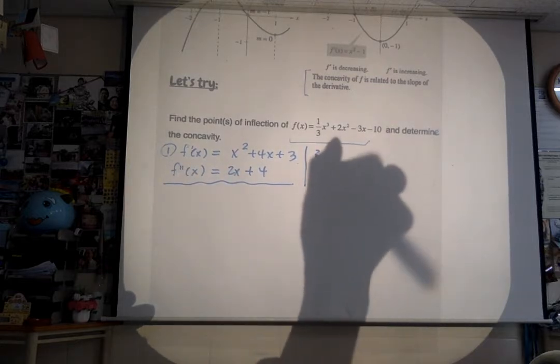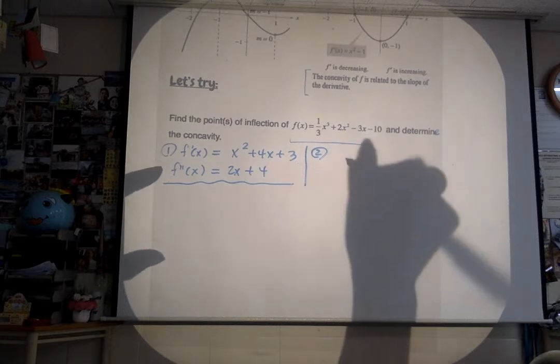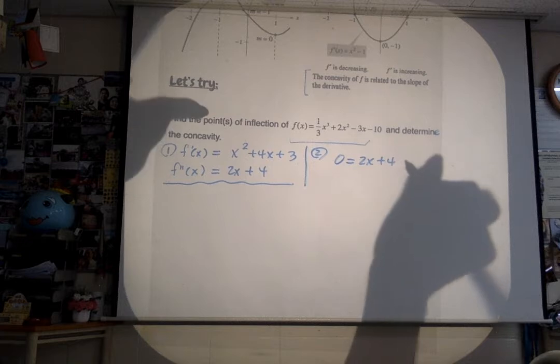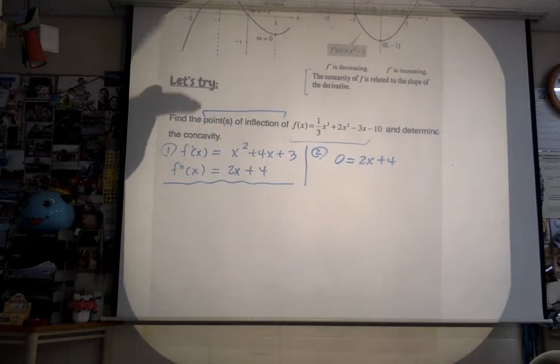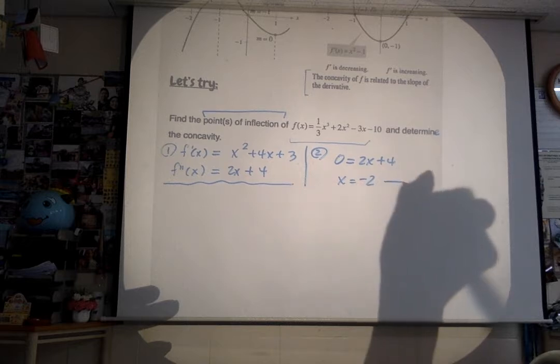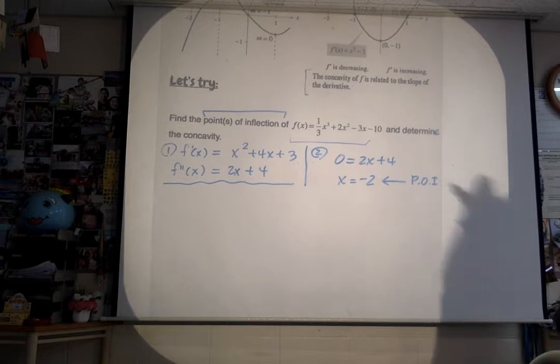So let's do our second step now. The second step is for me to see when the second derivative is equal to 0. Why? Because those are our points of inflection, right? Points of inflection. So I got x = -2. So this is like a critical number, but more than that, it's our point of inflection. It's where concavity changes, okay?